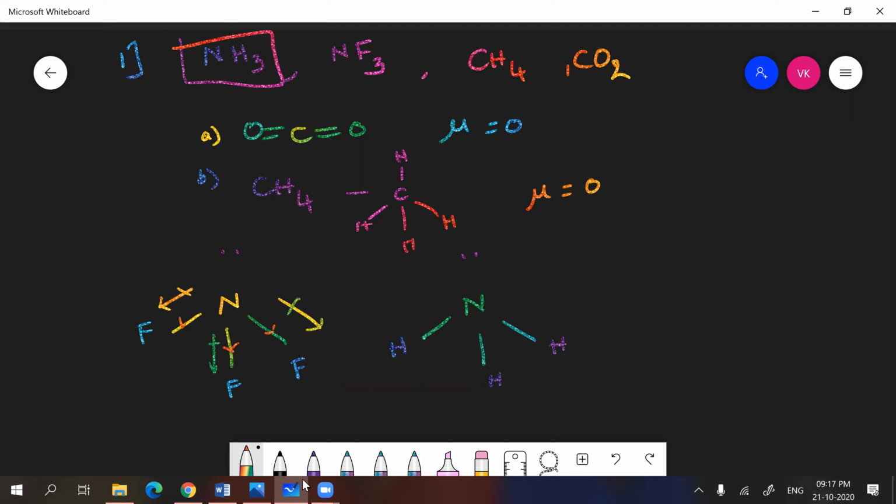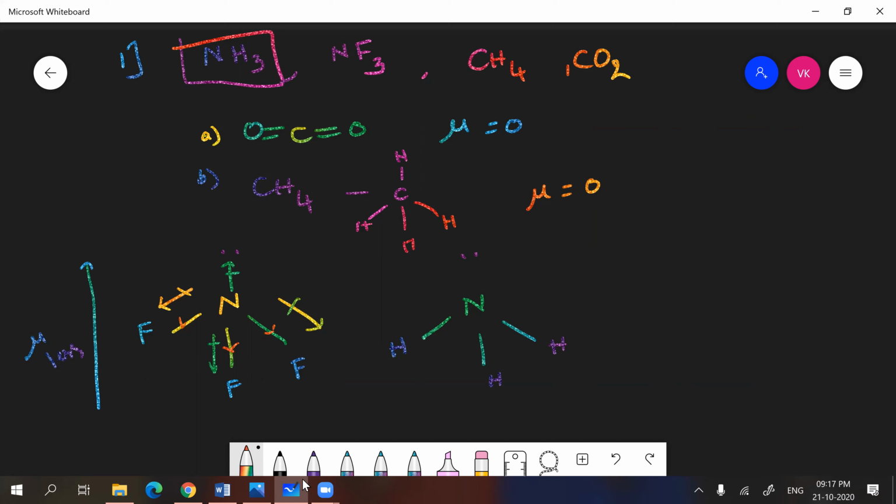Okay, and here the dipole moment will be in this direction. That means, because of this lone pair, it is opposite to the direction of the dipole moment of the remaining three fluorines. So it is subtracting from the total value. That is the reason why the mu value is less in the case of NF3.